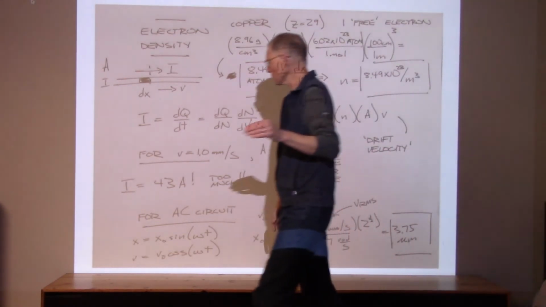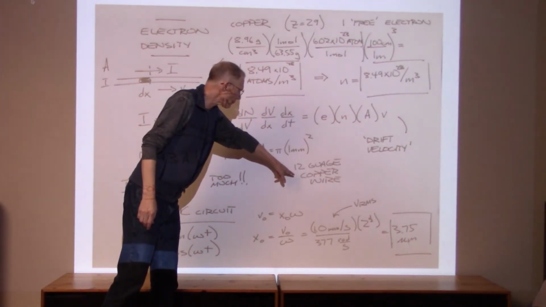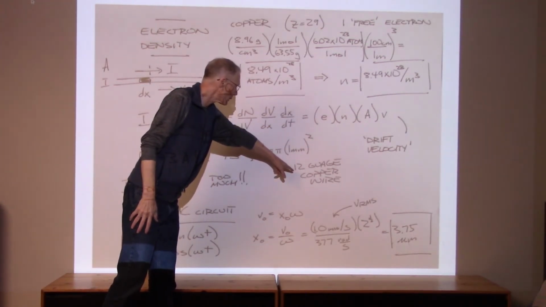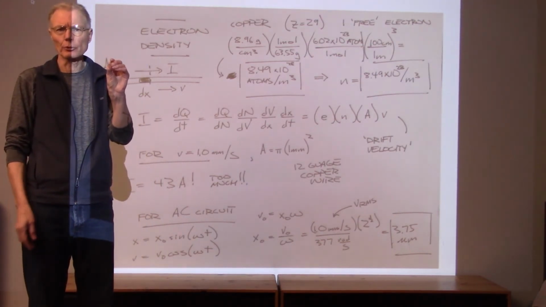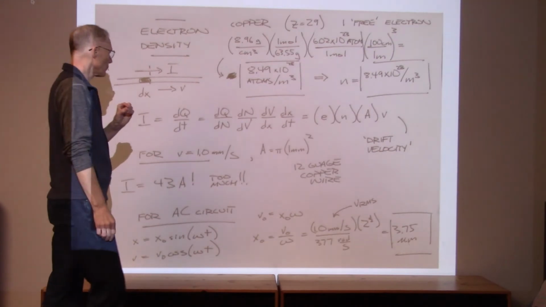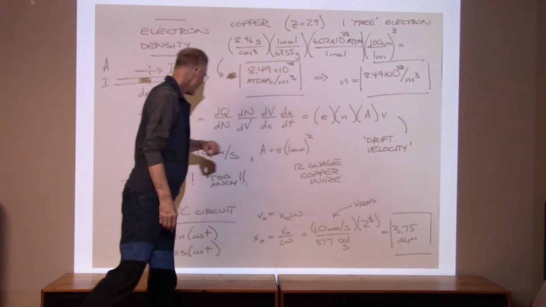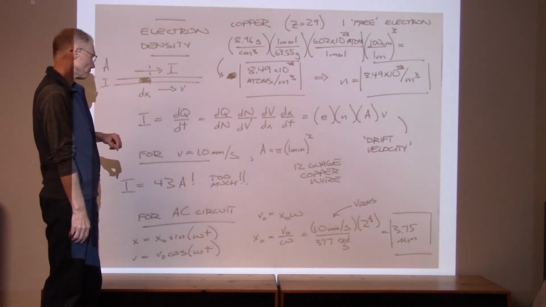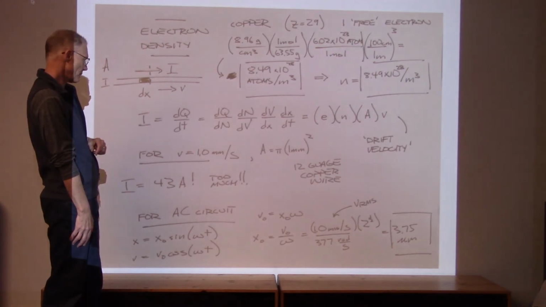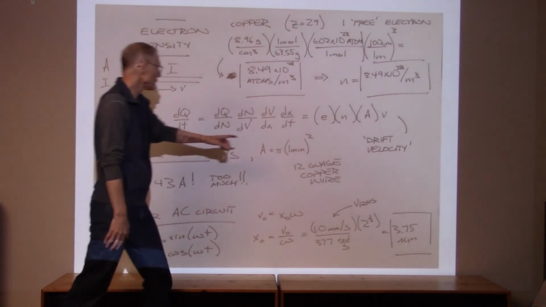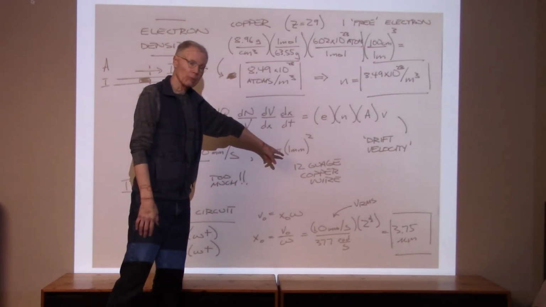So let's do this. Let's say that I have some 12 gauge copper wire that I've wired my house with. It turns out that 12 gauge copper wire has a diameter of about 2 millimeters. We talked about this in that earlier problem. That says the cross-sectional area would be pi r squared, which would be 3.14 times 10 to the minus 6 square meters.